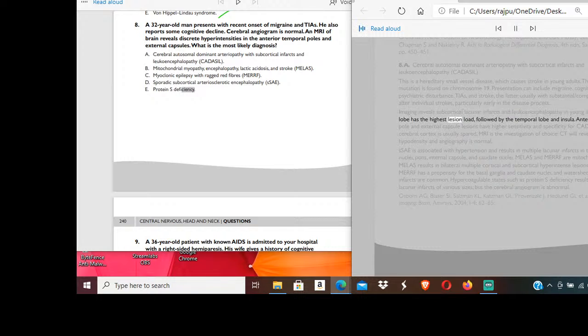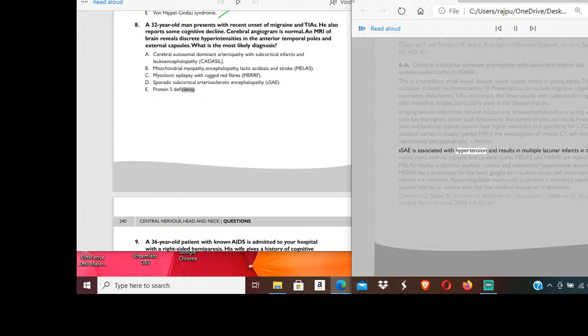The frontal lobe has the highest lesion load, followed by the temporal lobe and insula. Anterior temporal pole and external capsule lesions have higher sensitivity and specificity for CADASIL. The cerebral cortex is usually spared. MRI is the investigation of choice. CT will reveal only areas of hypodensity and angiography is normal.